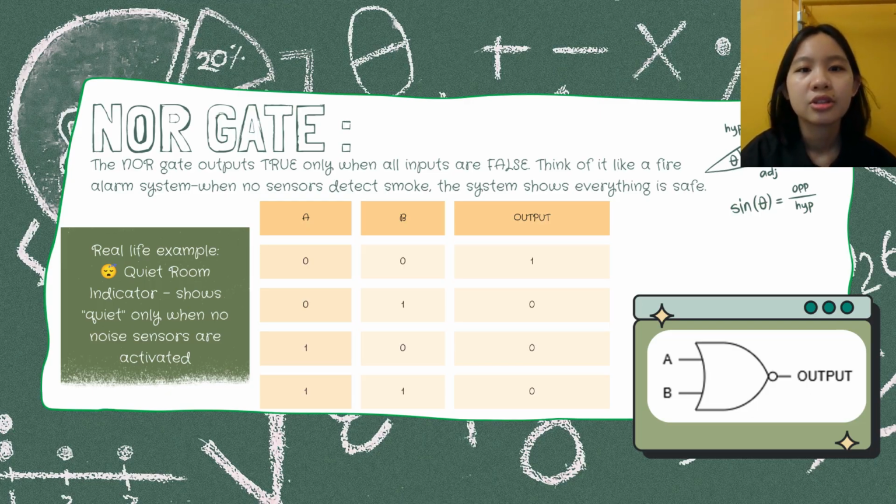The NOR gate is like a strict off switch. If you look at the truth table on the screen, you will see that the output is only 1 when both inputs are 0. Even if one input is 1, the output immediately becomes 0.